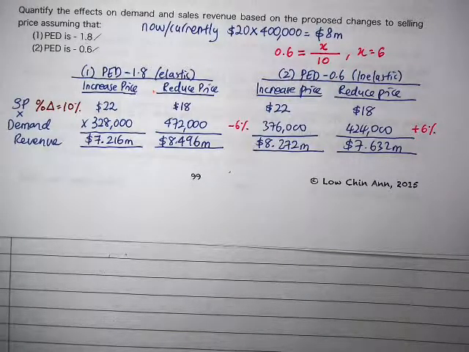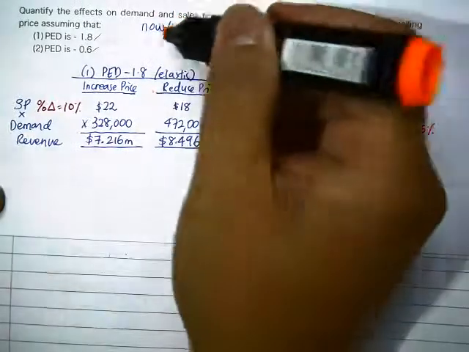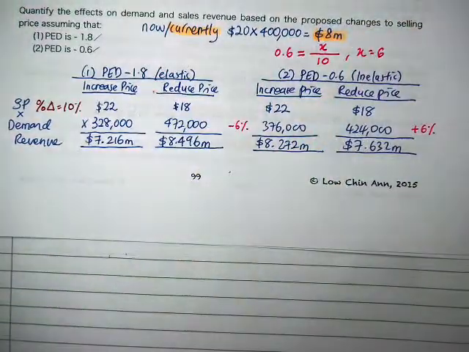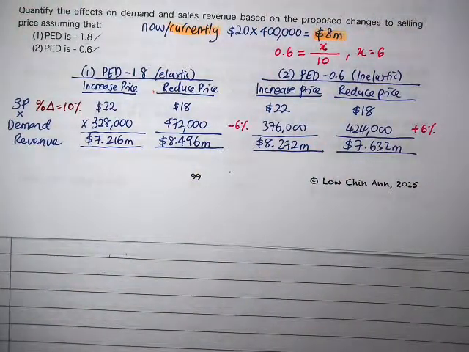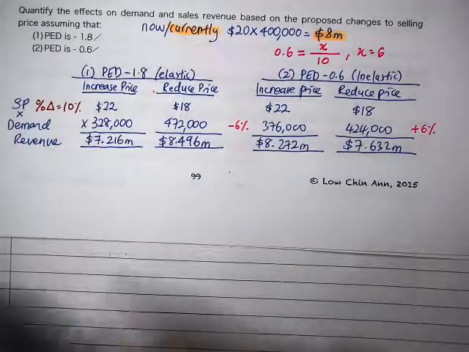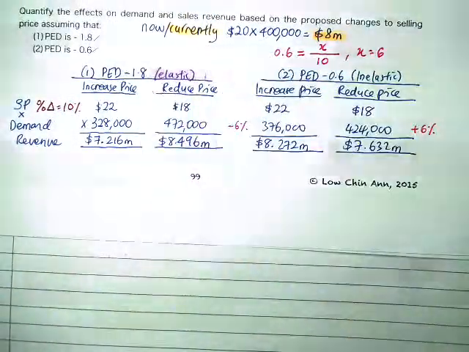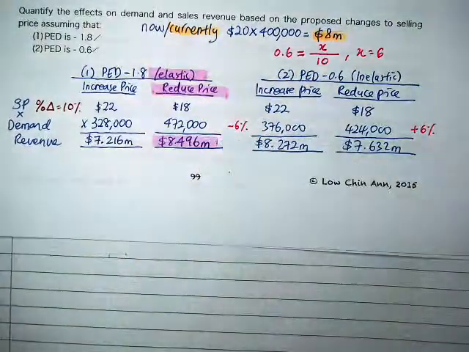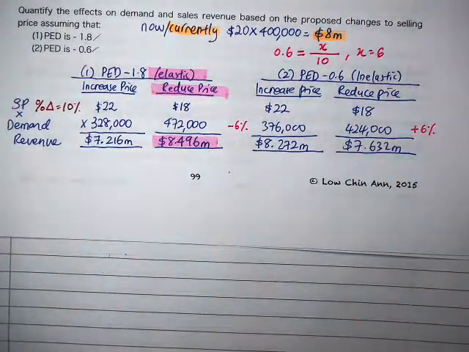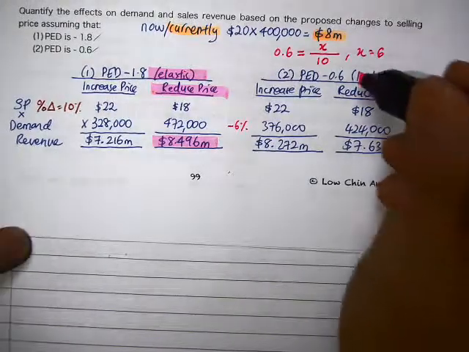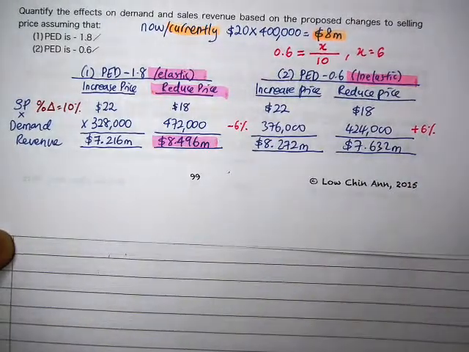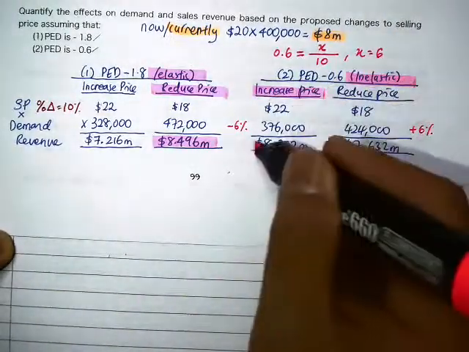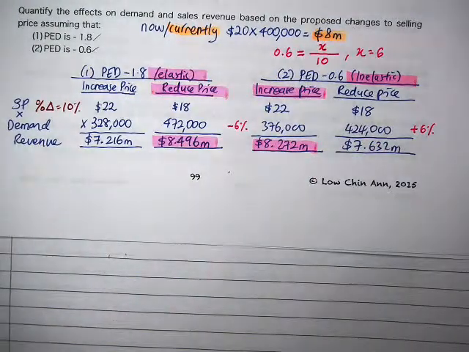Now why do we do this so-called experiment? Because we want you to see that currently you are at 8 million. Okay? And when your demand is elastic, you must reduce price so that your revenue goes up. But when your demand is inelastic, you must increase price so that your revenue goes up.